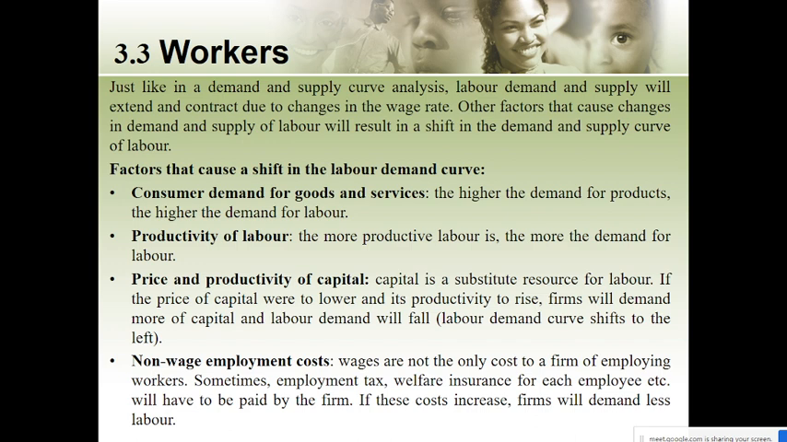Then non-wage employment costs. Wages are not the only cost to the firm of employing workers. Sometimes there is employment tax, welfare insurance for each employee, etc. These are some factors which can affect the labor demand curve.